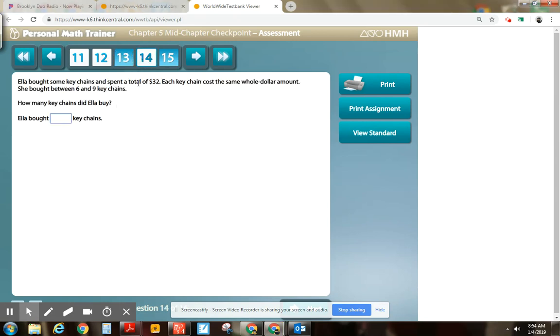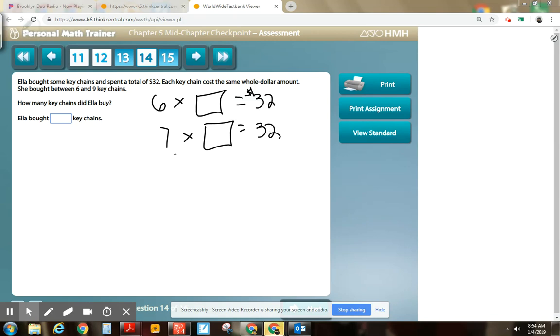Ella bought some keychains and spent a total of $32. So, once again, we got $32, right? That's our total. Each keychain costs the same whole dollar amount. Okay, so each keychain's the same. She bought between 6 and 9 keychains. So she has either 6 times something equals 32, or 7 times something equals 32, or 8 times something equals $32, or 9 times something equals 32.